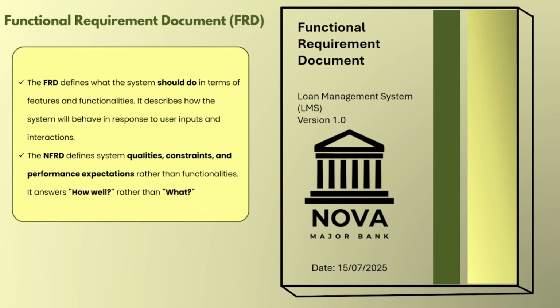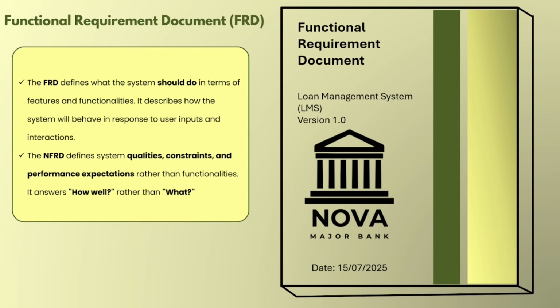Now let's move on and see the functional requirement document. The FRD defines what the system should do in terms of features and functionality. It describes how the system will behave in response to user inputs and interactions.